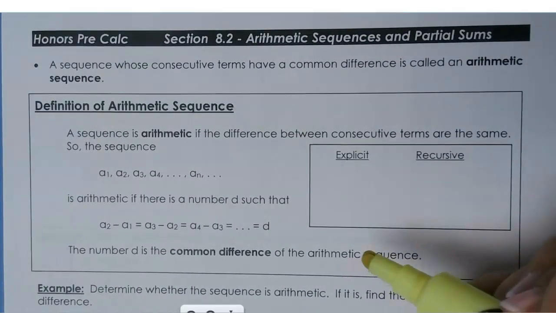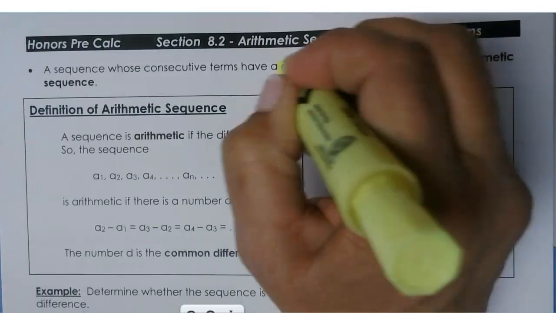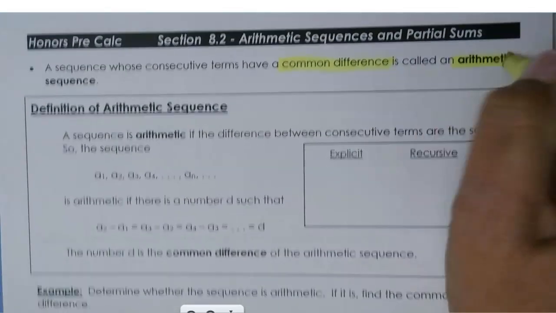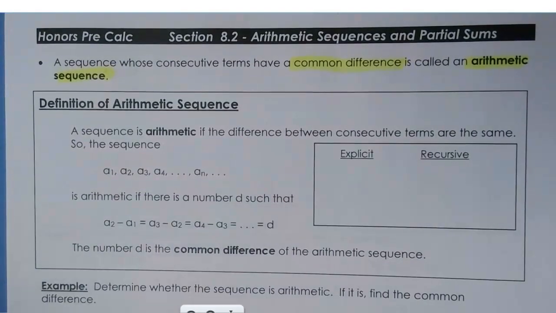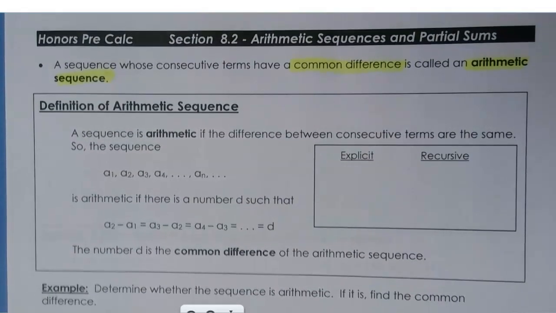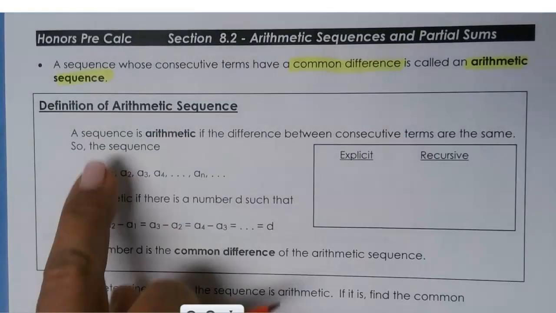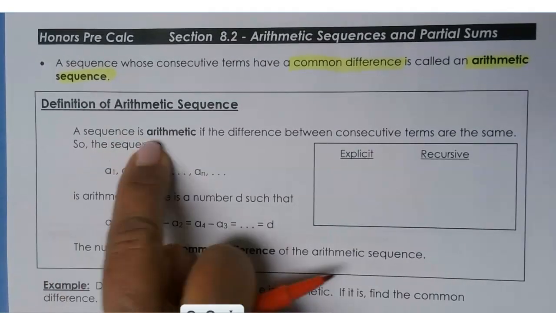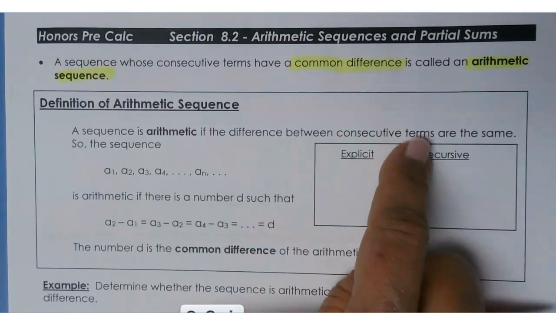When we have a sequence whose consecutive terms have a common difference, that's called an arithmetic sequence. And the nice thing about the arithmetic sequence is that when we recognize something as an arithmetic sequence, we can write our explicit and recursive formulas a little bit more easily. So this says a sequence is arithmetic if the difference between the consecutive terms are the same.